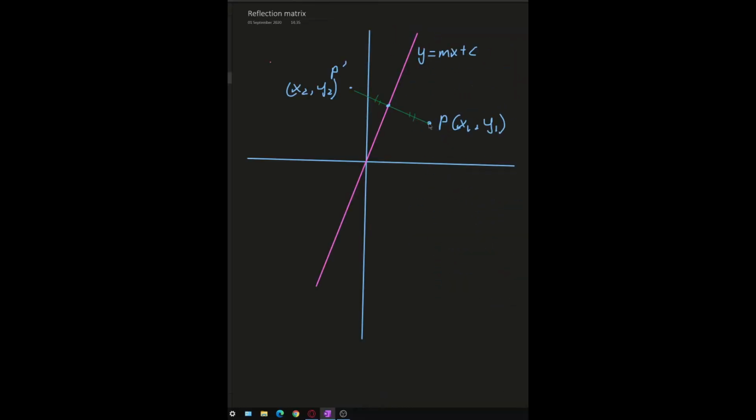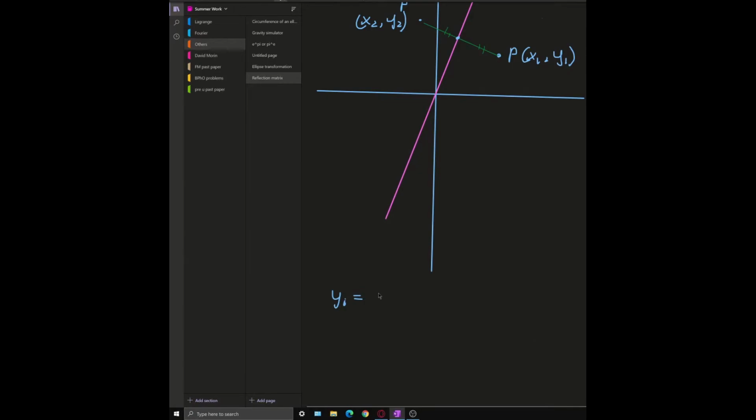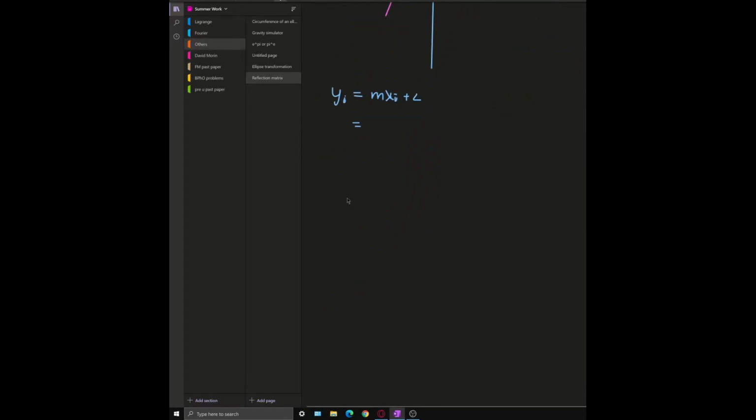Now we use a similar approach on y. We find the y coordinate of the intercept by substituting in the x coordinate of the intercept. Then, use the reverse difference method to find y2.